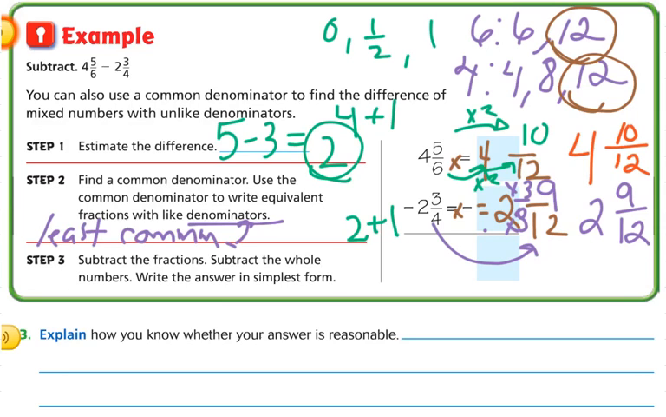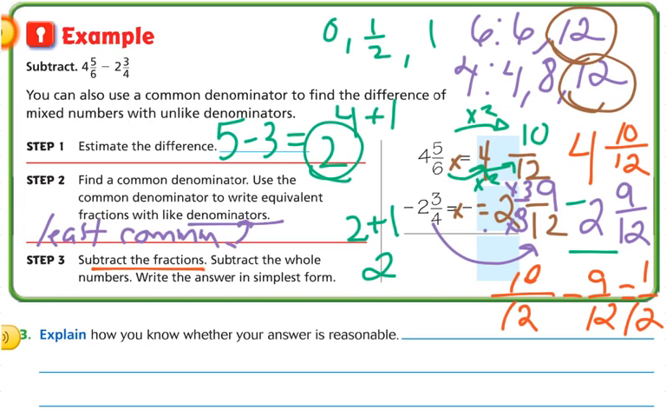So now, boys and girls, we are going to subtract. So we're going to subtract the fractions first. So 10/12 minus 9/12, boys and girls, is going to give us 1/12. And then we're going to subtract our whole numbers. 4 minus 2 is 2. So our final answer will be 2 and 1/12.